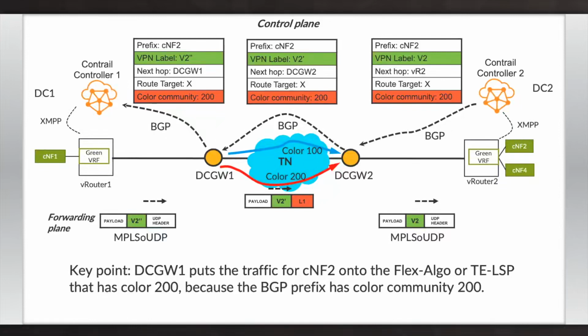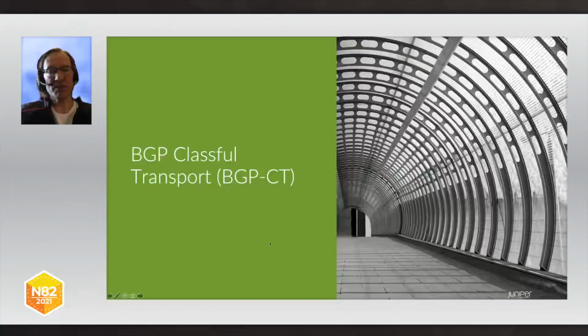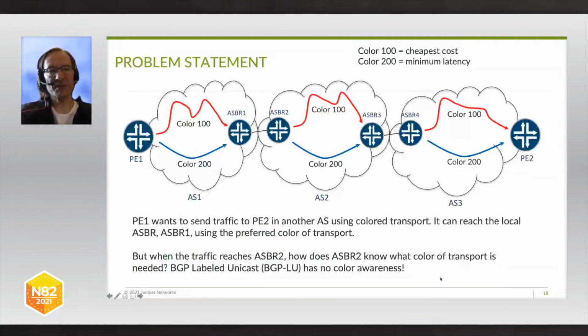So with that, what I'd like to do is to talk about the final topic of today, which is BGP Classful Transport, or BGP-CT for short. And first of all, let's have a look at the problem statement underpinning this. And so now we've got a setup, we've got multiple ASs, we've got PE1 on the left-hand side, and it wants to send traffic to PE2, which is several ASs away on the right-hand side of the diagram.